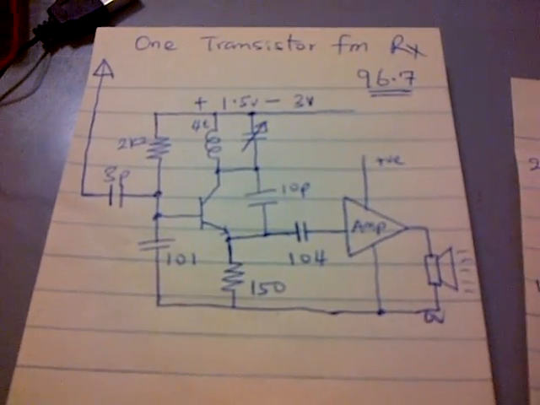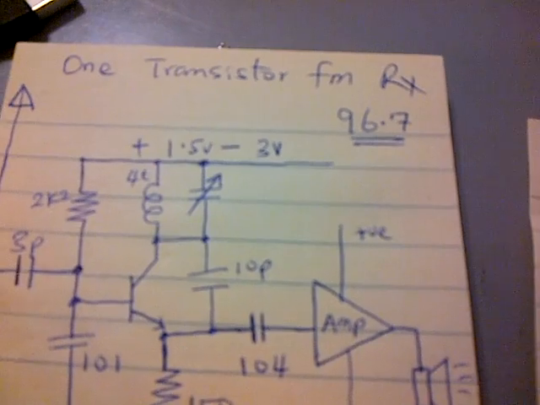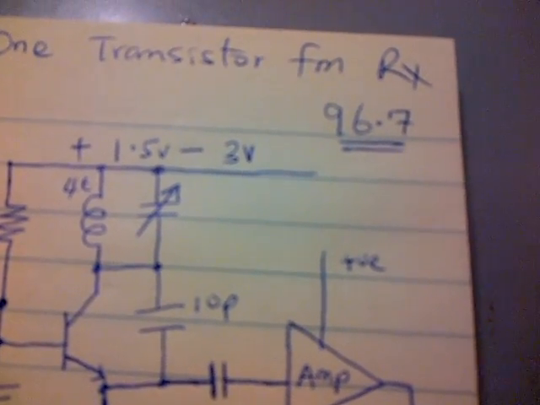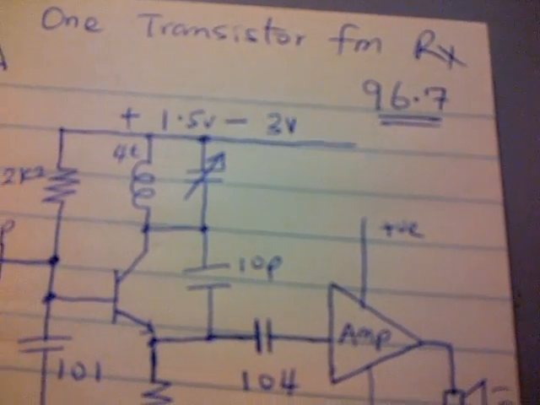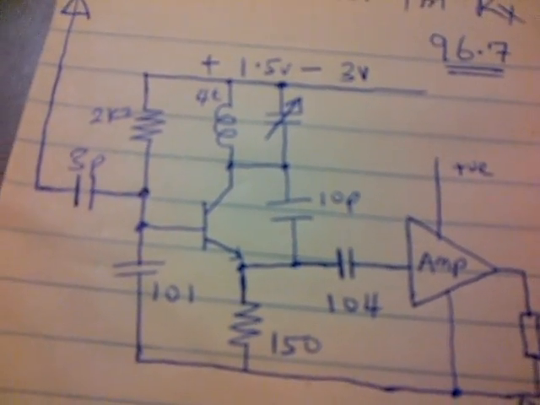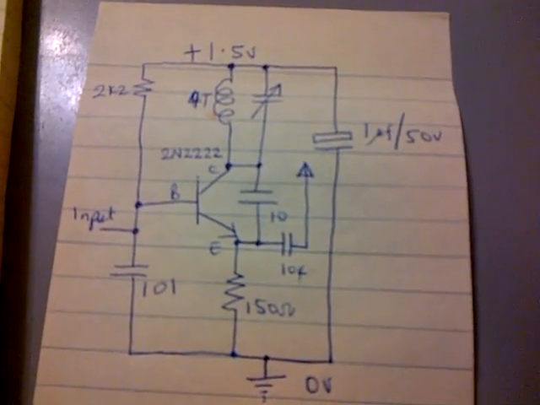Ladies and gentlemen, welcome back to HecaWorld for the demonstration of a one-transistor FM receiver. This FM receiver is tuned to 96.7 megahertz right now. This circuit is awfully similar to our one-transistor FM transmitter.